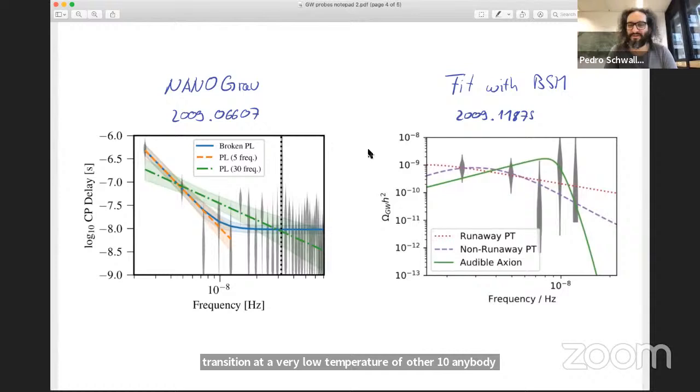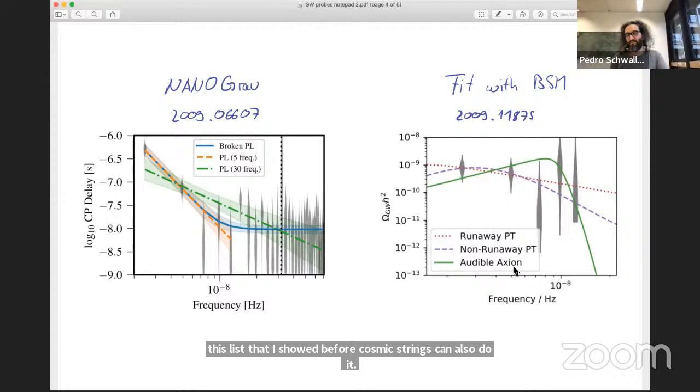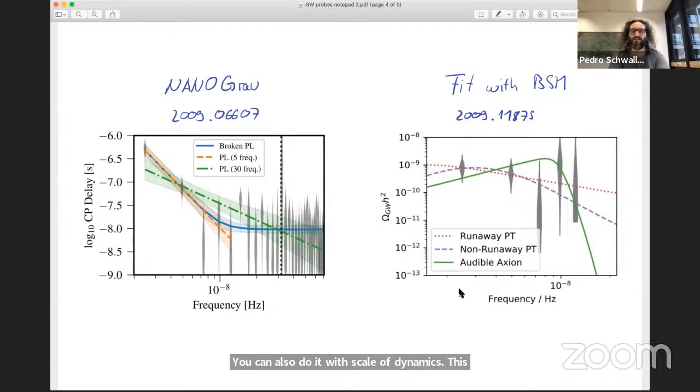Of course, that doesn't mean that this is the only explanation. But essentially, if you go through this list that I showed before, cosmic strings can also do it. It's very difficult to do it with inflation. You can also do it with scalar field dynamics. This I didn't have time to go into, what we mean by audible axion. Anyways, this is a very recent development now.